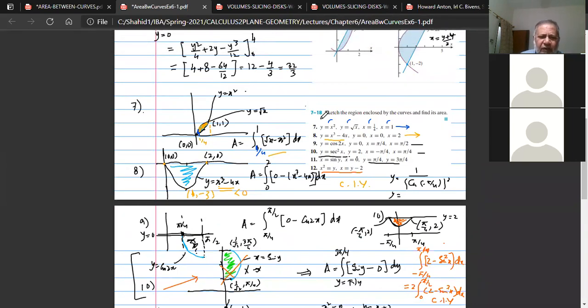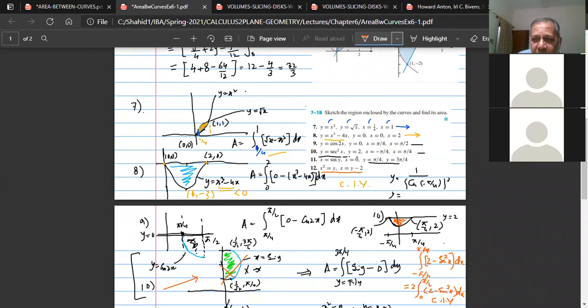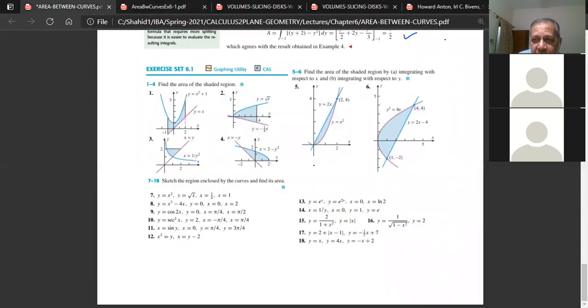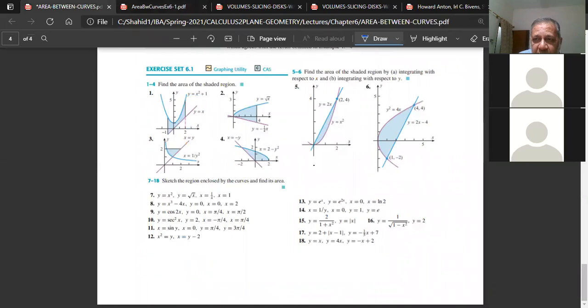So I hope this problem of finding area enclosed between given curves, the basic technique I have discussed. Some more problems as samples I will share with you later in the notes that I will share with you. So that's all about area between the curves. So I close these files.